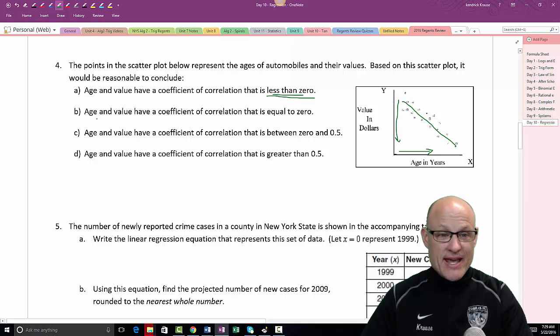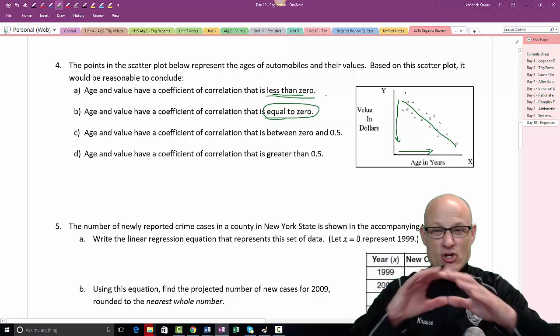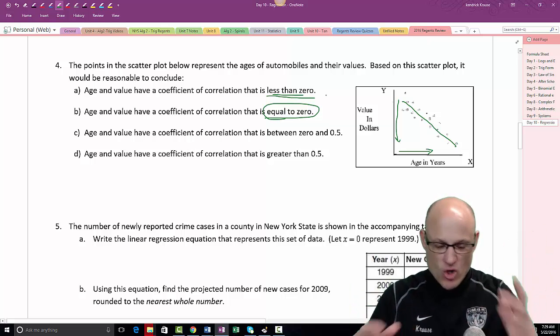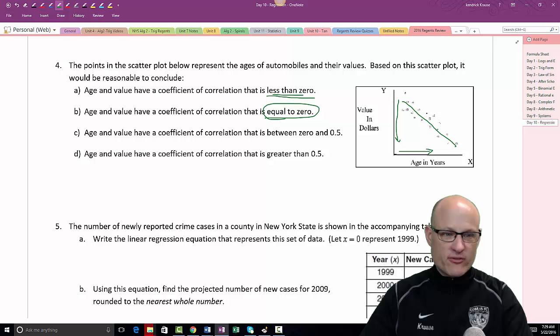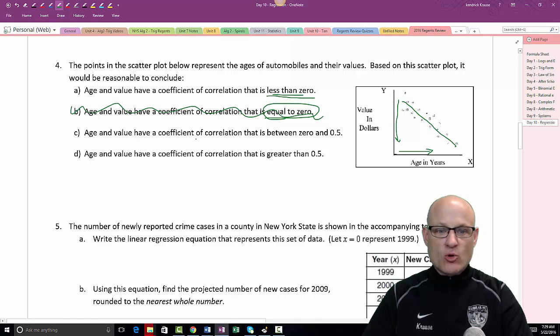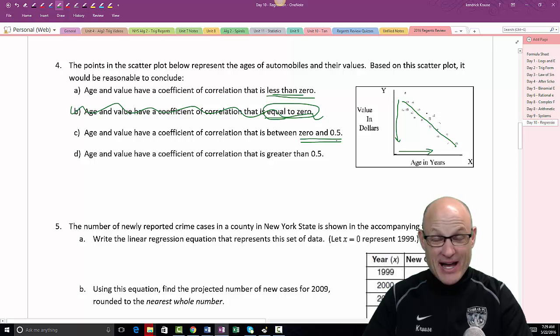Age and value have a correlation coefficient equal to 0. If the correlation coefficient is equal to 0, that means they have no bearing on each other. There's no way to correlate age with value of a car. That doesn't make any sense whatsoever. Age and value have a correlation coefficient between 0 and 0.5. That means there's very little correlation, and it's positive. That means as the car gets older, you might expect it to gain in price. No, that doesn't make any sense.